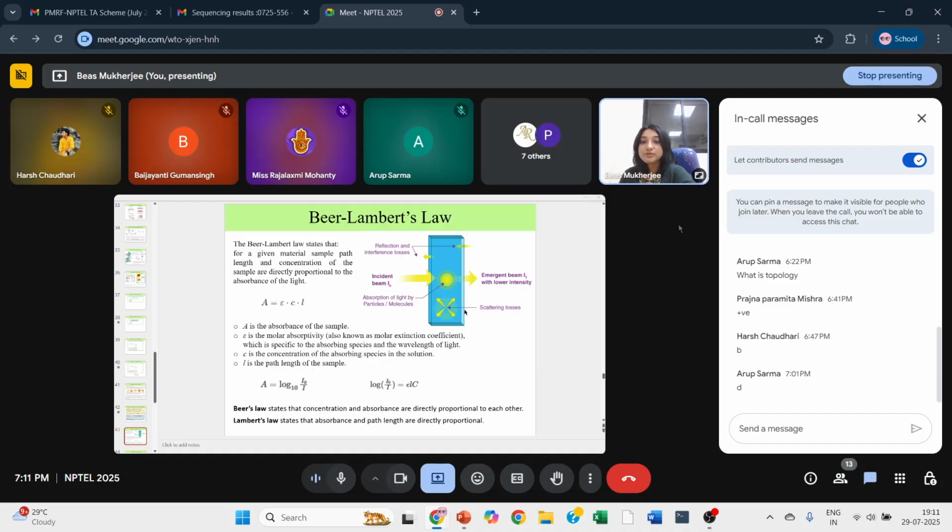So absorbance is equal to log 10 of I naught by I. I naught is the light that is entering into the sample and I is the light that is emerging. So here absorption is happening. The light that enters is not equal to the light that leaves because a lot of light has been absorbed, right? So that is all this is about.